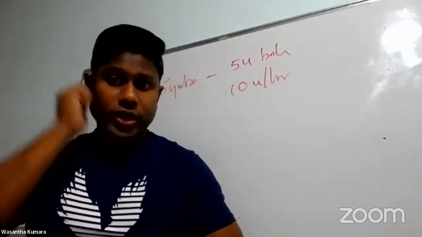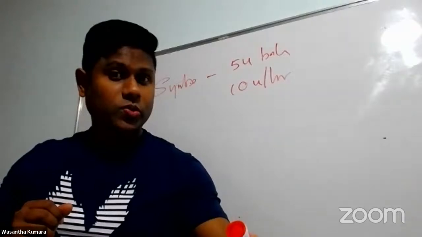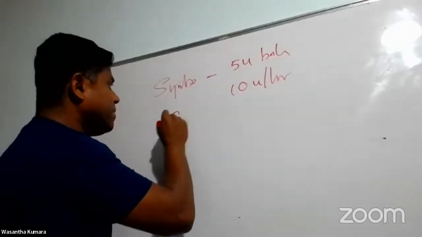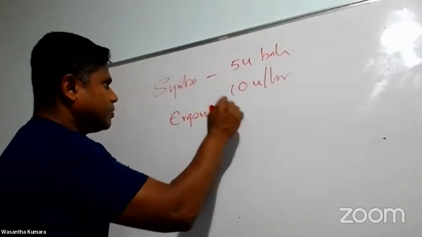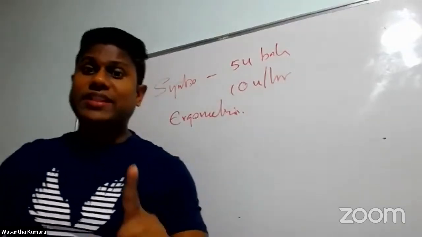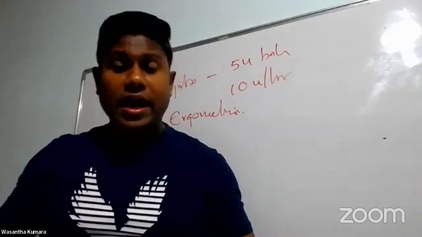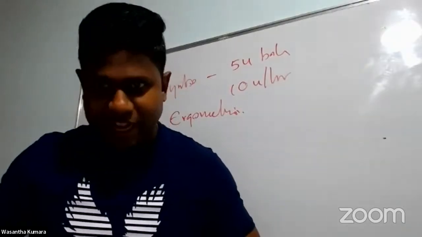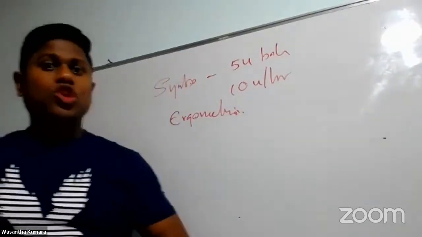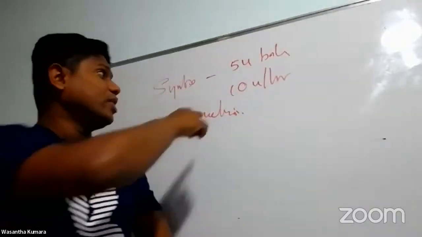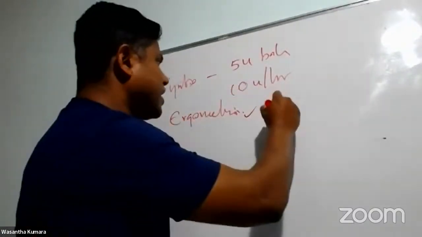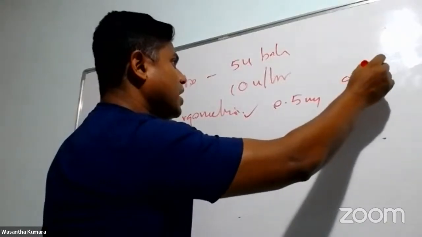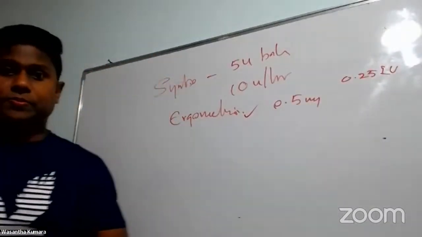Okay. What is the next thing that you can do? Now cytosinon is running. Meantime, you can start ergometrine as well. Before you give ergometrine, you have to make sure that there are no contraindications for ergometrine. What are the two contraindications? Hypertension and heart disease. If the patient is not hypertensive and does not have heart disease, you can give ergometrine, 0.5 milligram IM or 0.25 milligram IV.